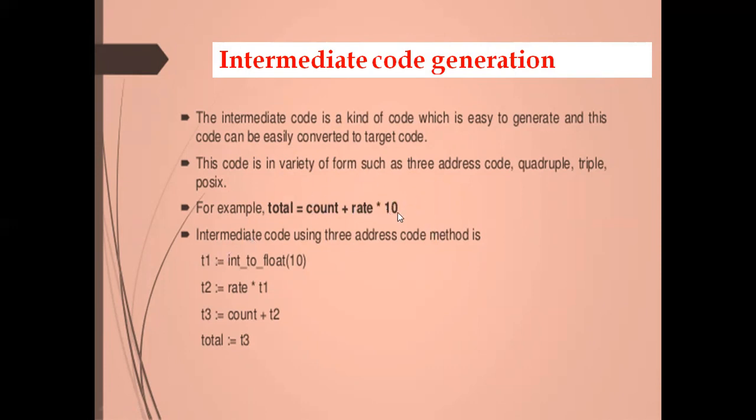So we are converting this integer into float, that is equal to int-to-float 10. We are transferring it into temporary variable t1. After that, this will be multiplied by rate. So here t2 is equal to rate into t1. Temporary 1 into rate we are multiplying and transferring into t2. Next, t3 is equal to count plus this temporary variable t2. After that, this temporary variable t3 will be transferred to total.